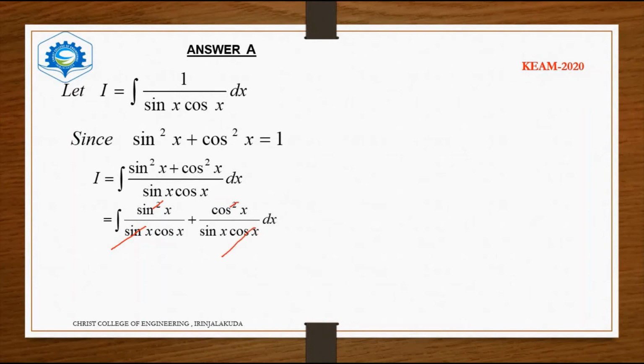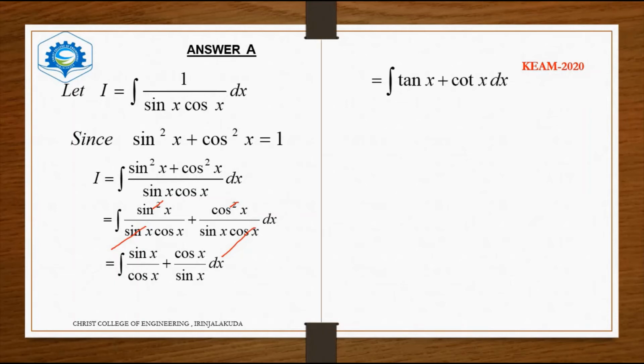Okay. Now you will be reduced by sin x by cos x plus cos x by sin x, which is nothing but the integral of tan x plus cot x, and these are your standard functions. So directly you can write down the answer. If you are not familiar with the formulas, you may pause the video and then go through the previous slides which I have discussed earlier.